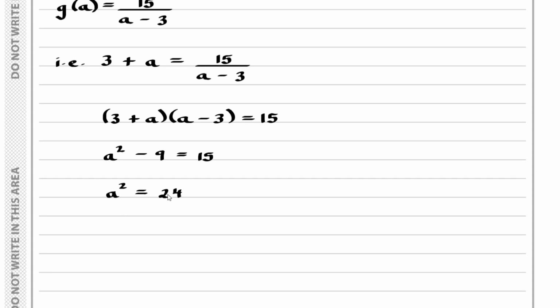A squared is equal to 24, and if I square root both sides, a is equal to plus or minus 2 times the square root of 6. But because a is greater than 2, and that's implied by the domain of f, we can therefore conclude a is equal to positive 2 times the square root of 6.